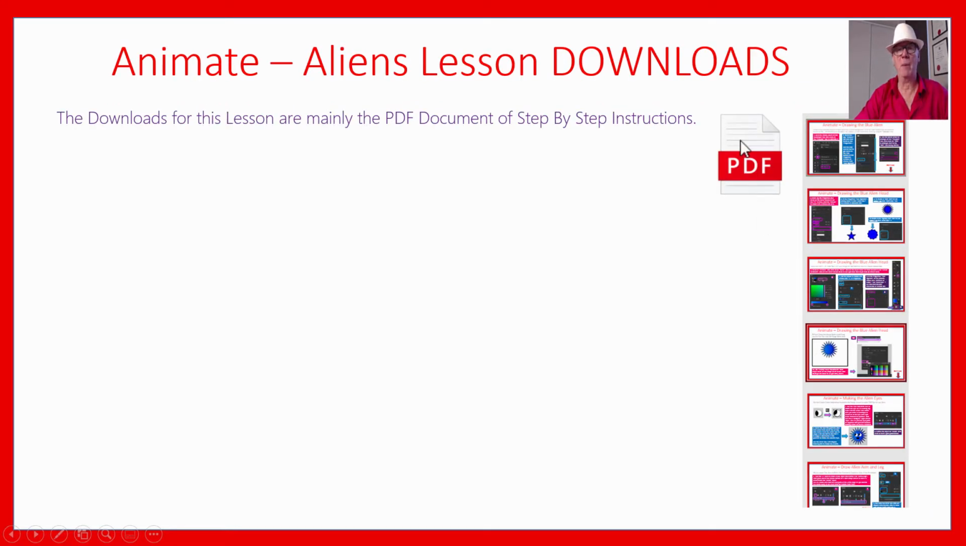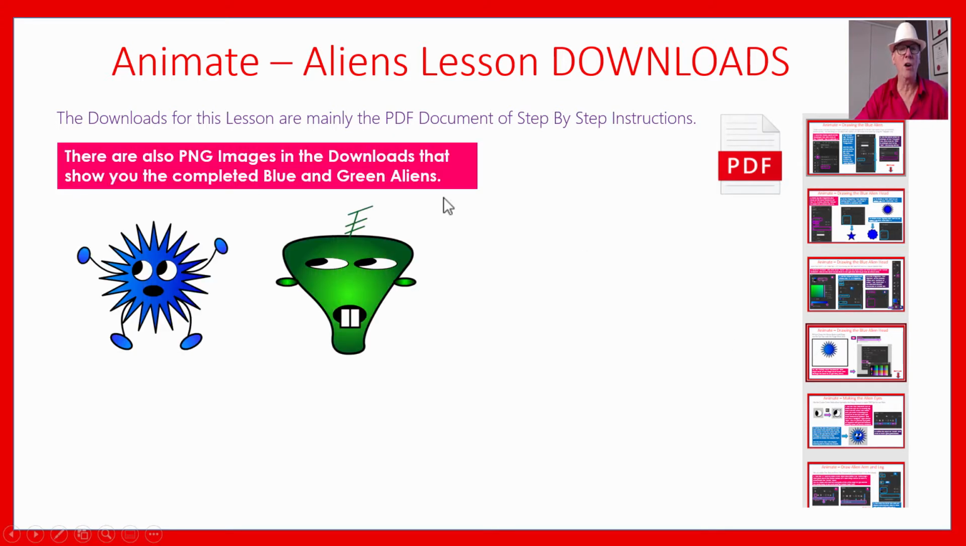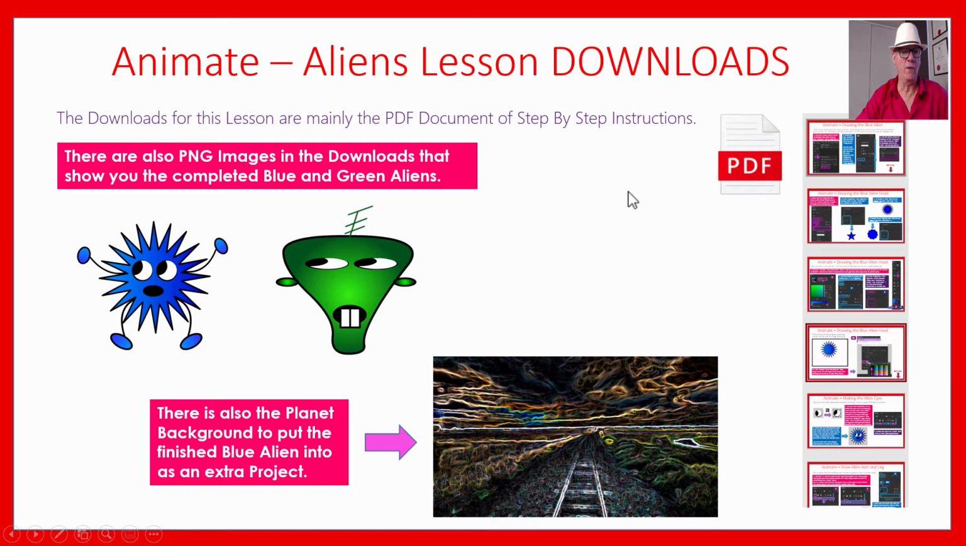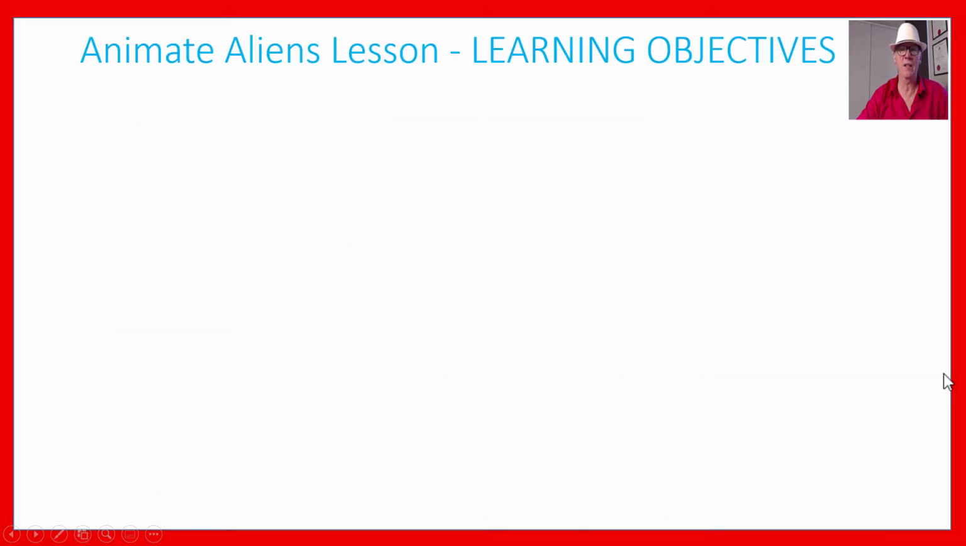Now there's downloads for this lesson. You can get the PDF of the full step-by-step instructions. So what you might want to do is just go to the live demo in the video index and just watch the live demo, and then you can come back and read these instructions while you make your own alien. Now there's also PNG images of these completed aliens, so you can get those to have a good look at them and see what they look like if you want. And there's also this planet background, so that you can take your finished blue alien and put him into this background, which we're going to show you how to do in this lesson.